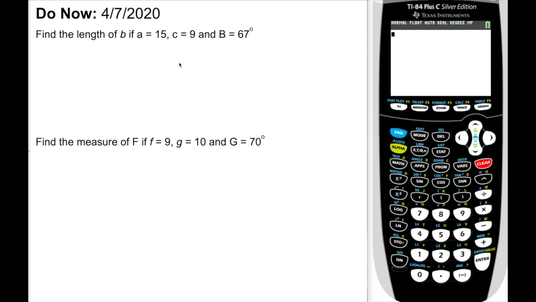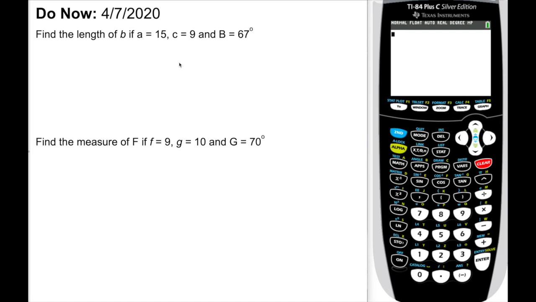In terms of today's Do Now, again, we're thinking about wrapping up some concepts here. You have two sets of information. First, can we find the length of little b if little a is 15, little c is 9, and big B is 67 degrees? And then, can we find the measure of big F if little f is 9, little g is 10, and big G is 70 degrees?